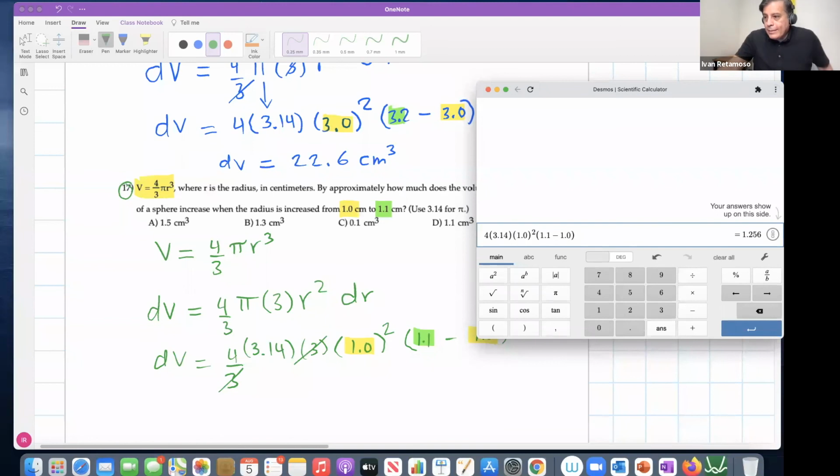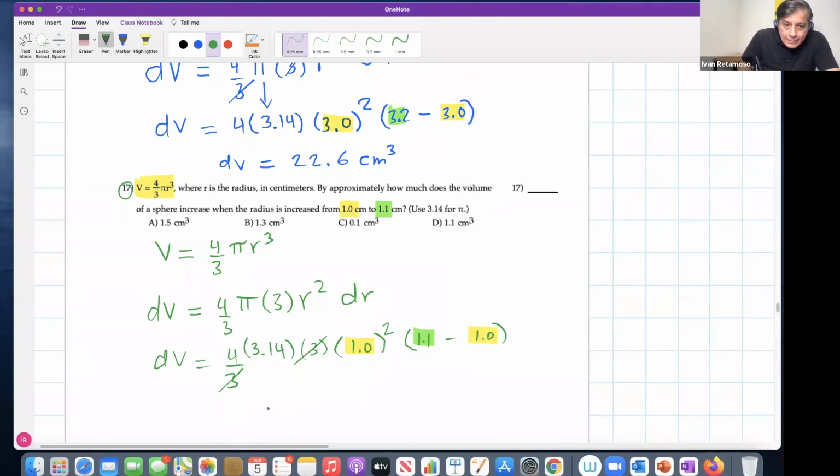I get this 1.256, but I'm gonna round it to 1 decimal place by looking at these choices, right? They are all rounded to 1 decimal place. So this rounded should be 1.3, right? 1.3. And in the end, guys, allow yourself to attach the units. We are measuring the radius in centimeters. So this is a volume. So it should come out in cubic centimeters, right?